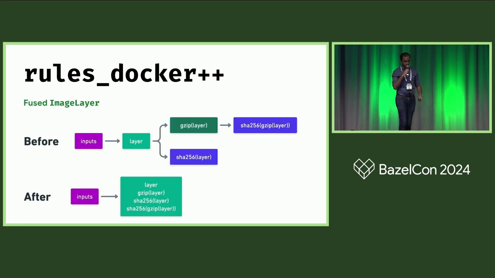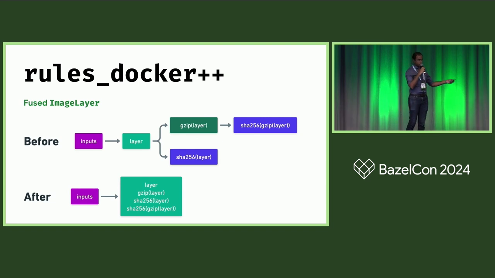So first, rather than having a separate action create the layer, then a separate action compress it, and two more actions on top of those to checksum both of these, we need all of those. We have a single action that actually generates all four of those outputs. And that avoids the overhead of passing these layers across different remote workers. And a single layer can be, I don't know, 5 gigs large, which can be pretty expensive to pass between multiple workers just to get it checksummed.